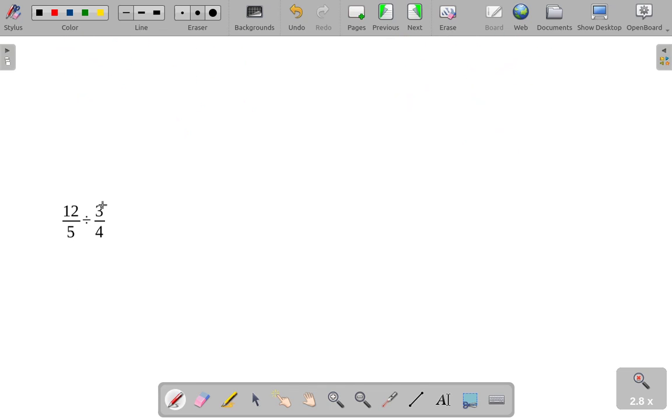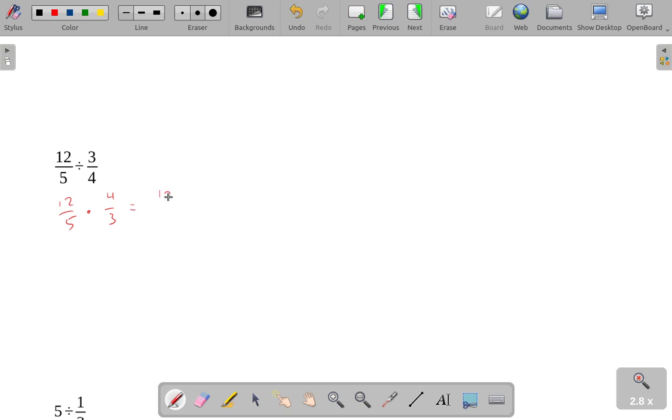It's always the number that follows your division that you're going to be flipping upside down. So in this case, it would be the 3/4. It would never be the 12/5 that I'd flip upside down. It's always the one that we're dividing by. Also, I should say that the order is important when we're talking about division. You don't want to swap these around. So 12/5 is the number we're starting with, and now I'm going to change it to multiplication. So instead of divided by 3/4, it'll be times 4/3.